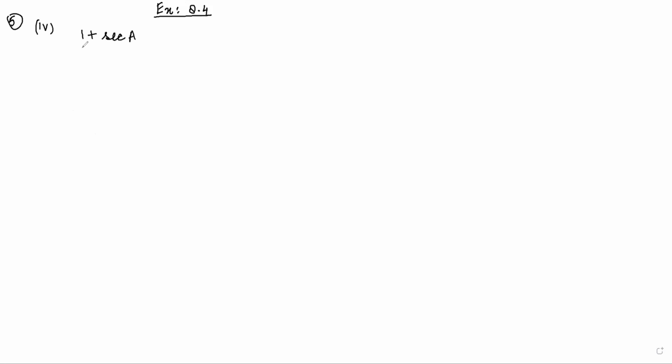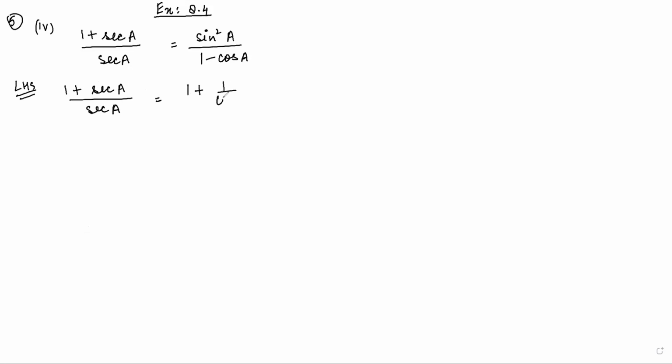1 plus sec A divided by sec A is equal to sine square A divided by 1 minus cos A. So you have to prove this. In this case, we will simplify both LHS and RHS. Let us first look at the LHS: 1 plus sec A divided by sec A. The first thing is to convert everything into sine and cos, so that makes things a bit simpler. So I write 1 plus sec A as 1 plus 1 upon cos A, and then divided by 1 upon cos A.